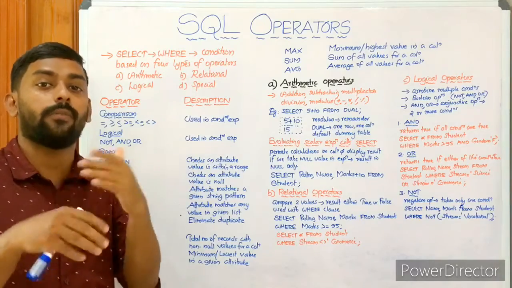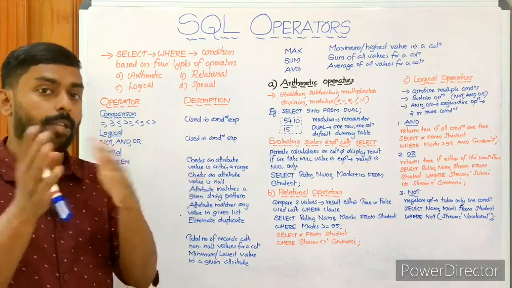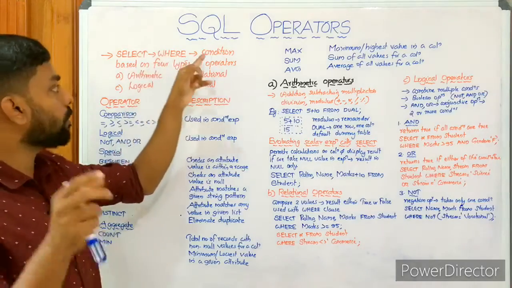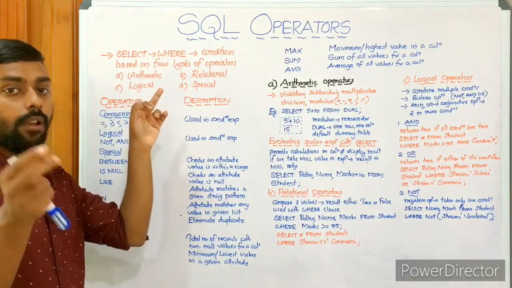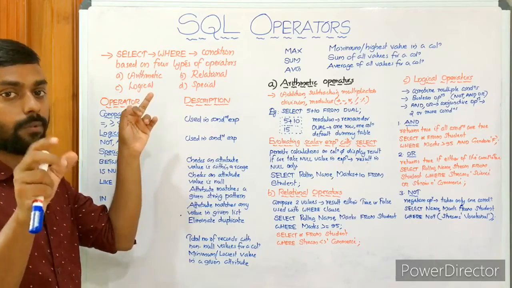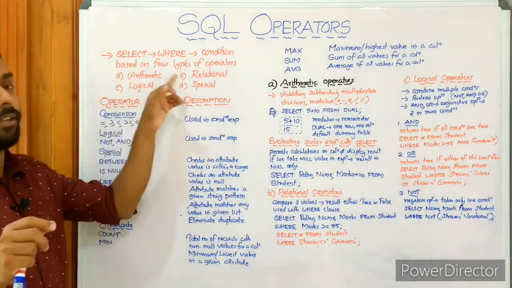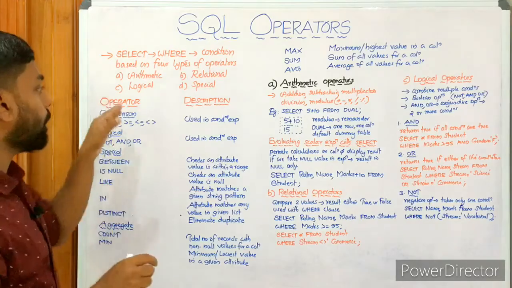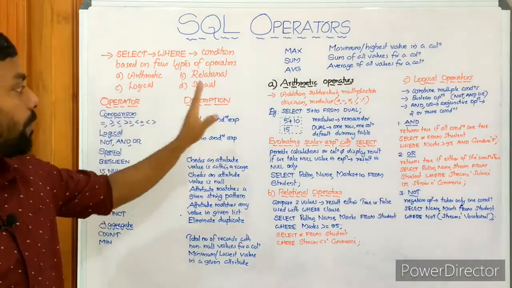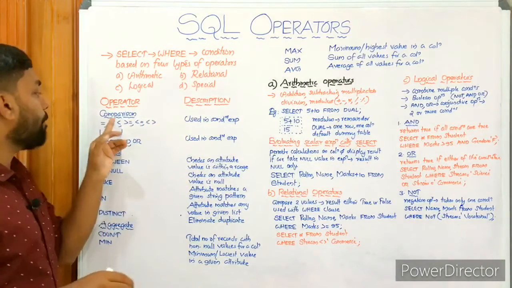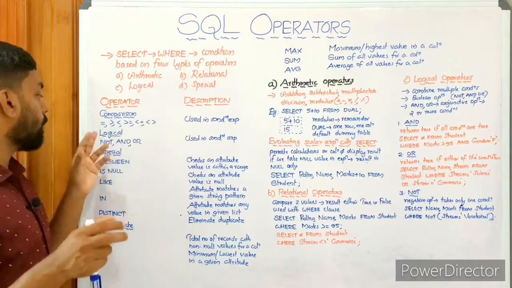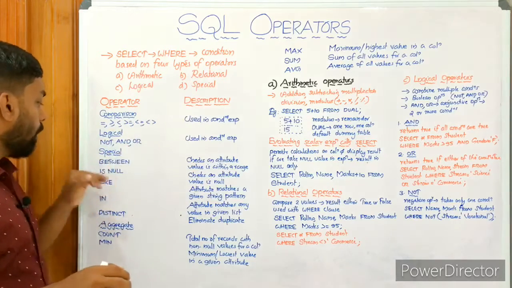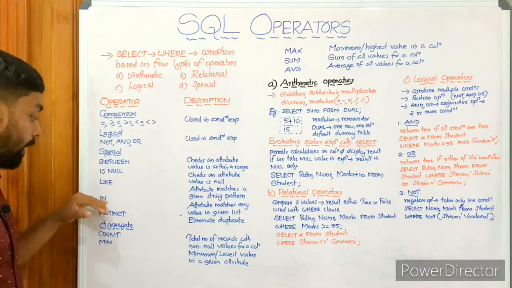Select is used to retrieve or fetch data from a table or from multiple tables, and the where clause is used to give a condition. After the where clause we can use different types of operators: arithmetic, relational, logical and special. We have a table showing the operators, functions and descriptions. Comparison: equal to, greater than, less than, greater than or equal to, less than or equal to, not equal to. Logical operators: not, and, or. Special: between, is null, like, in and distinct.